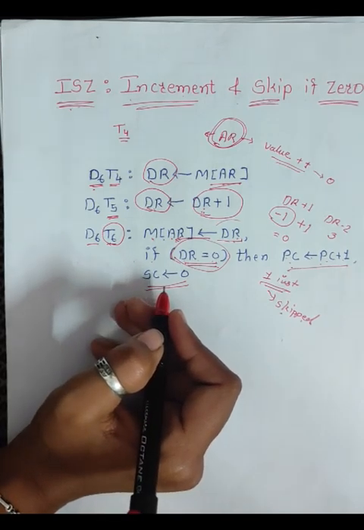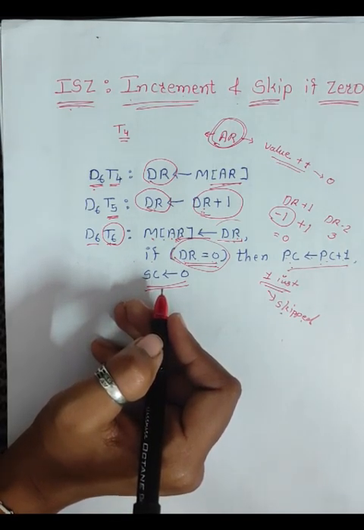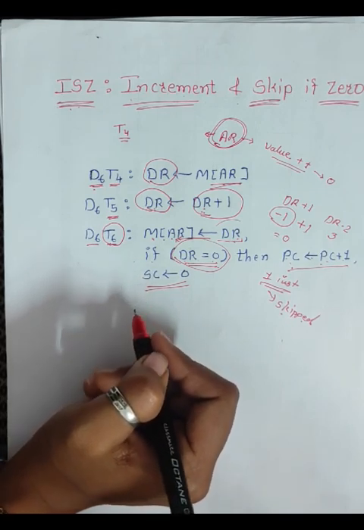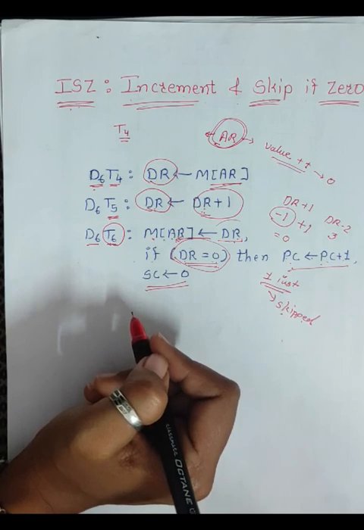So this is all about the instruction, memory reference instruction available in my basic computer, right? Total 7 instruction we are having: AND, ADD, LDA, STA, BUN, BSA and ISZ.